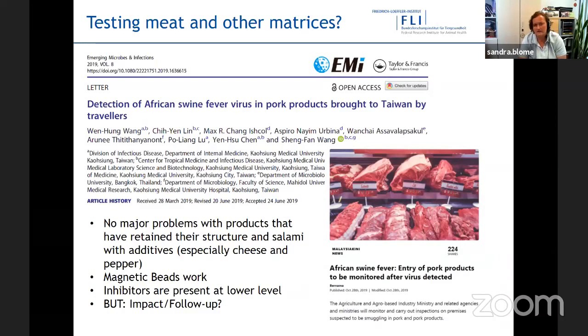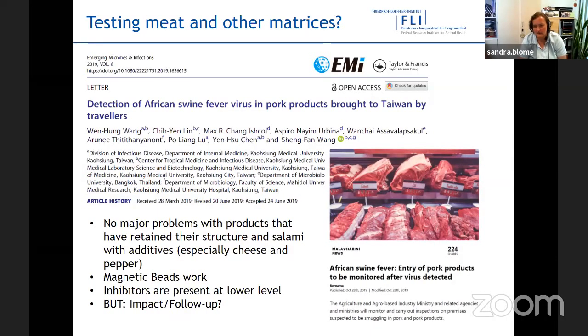I was often asked, should and could we test meat and other matrices, including crops, including whatever surfaces? We try to find a way, and in the end, there is no major problem with products that have retained their structure, and also salami with even additives, cheese, pepper, whatever. The question is rather, is it something we should do? Because in the end, we do not know the impact of these findings, and how would you follow it up?